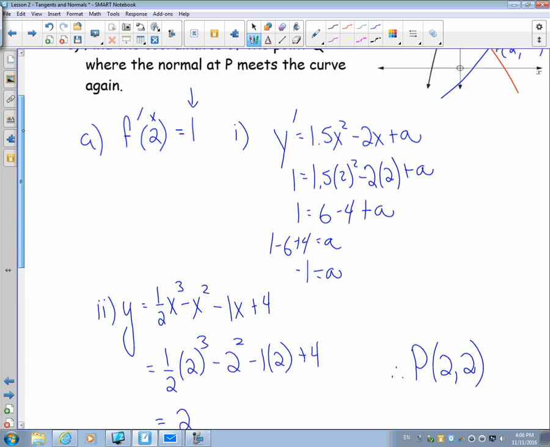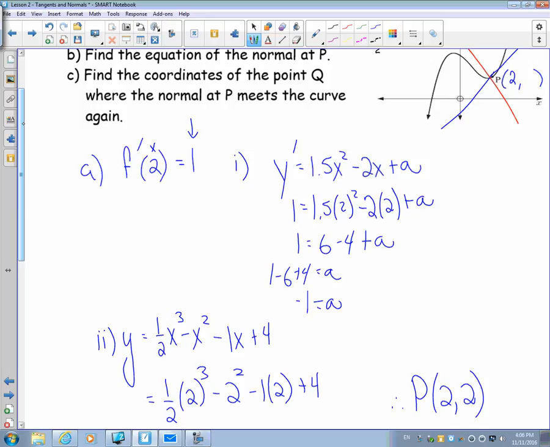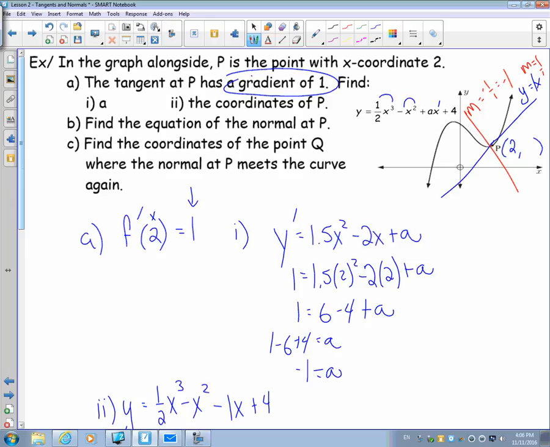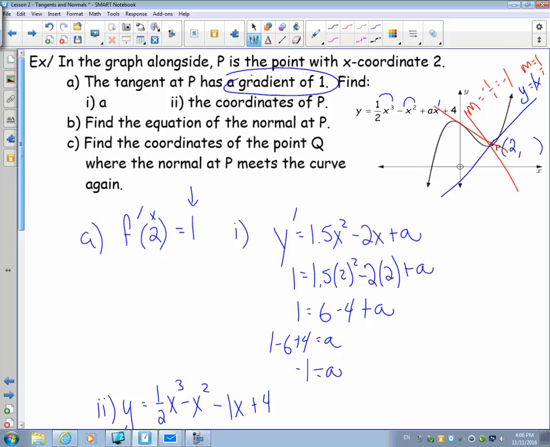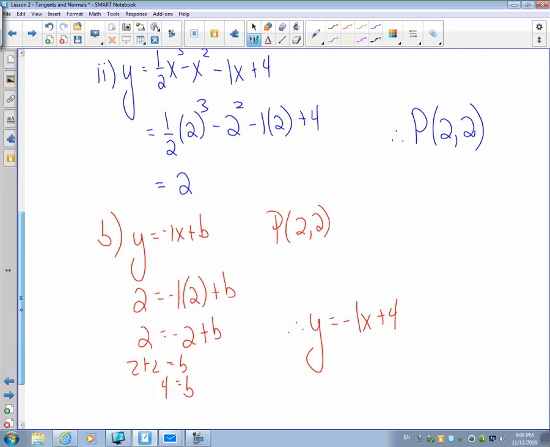Okay. Last part. Find the coordinates of the point Q where the normal meets the line again. Now, obviously, I didn't draw mine properly, right? They're telling me it meets the line again. And yeah, it doesn't really look like a right angle. Probably more goes like that or something. Okay, but there's some point Q where our normal hits the line again. In other words, where those two lines are equal. How do we find where things are equal?